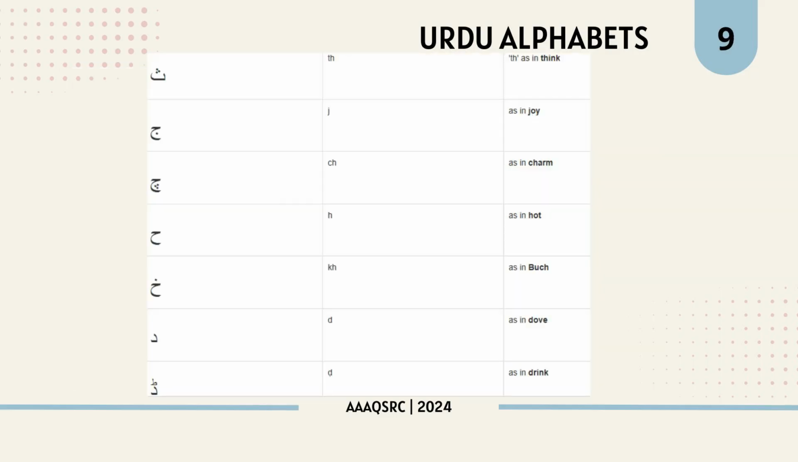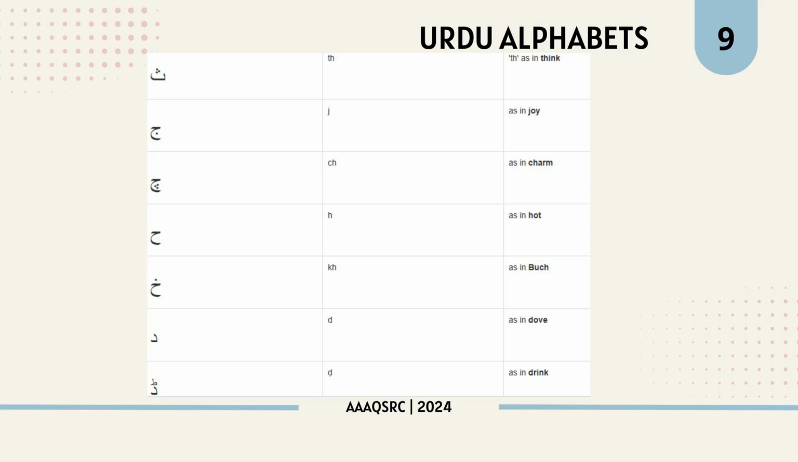The fourth letter we have is ta, te. In Arabic we say ta, in Urdu we say te. In English you can compare its sound with T, like in time, tea. So in Urdu we say te.